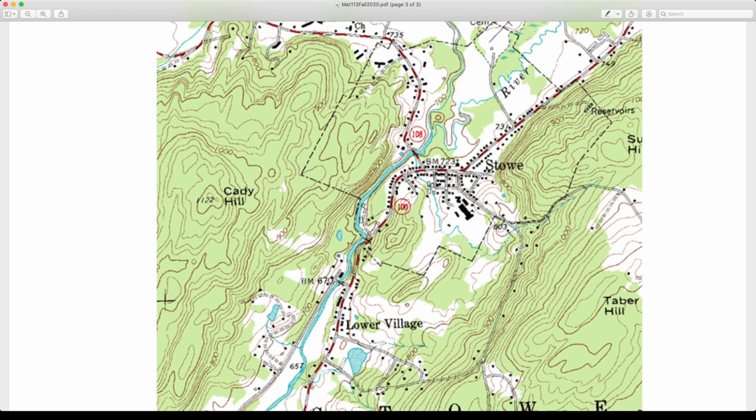But anyway, so we've got this map here. I have no idea where this is, but I stole this picture from Wikipedia. So we have this place called Stowe, and there's this other place called the Lower Village. This is probably in Colorado or something. Okay, and what do all of these contour lines mean? Yeah, they're all lines of constant elevation.